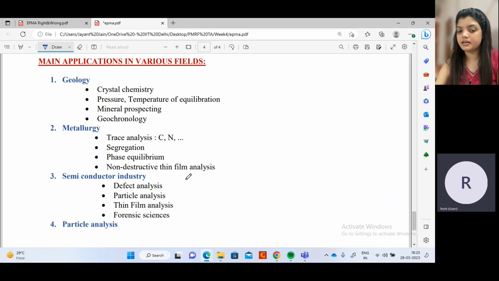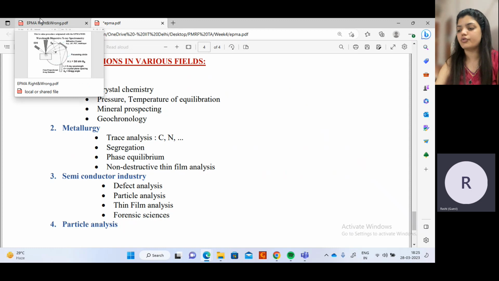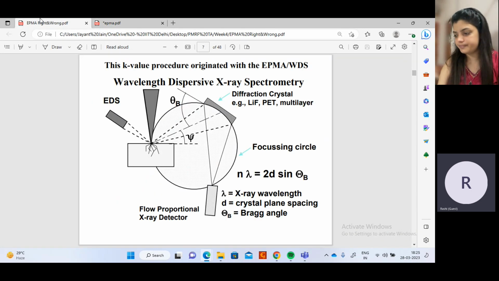Semiconductor defect analysis, particle analysis, thin film analysis, forensic science, etc. And particle size analysis also can be done in EPMA. That is the main advantage of EPMA, that it is non-destructive, and you will be able to find out even the minute composition present in the sample.